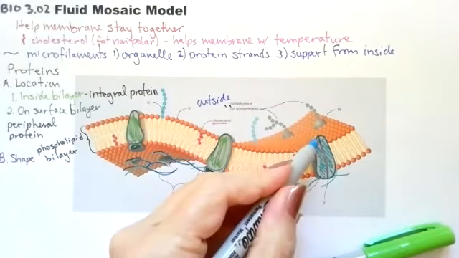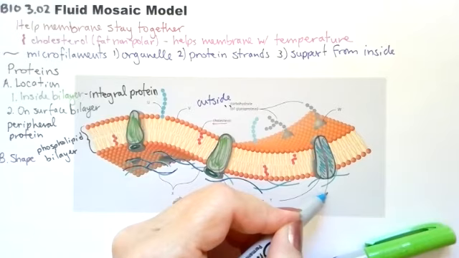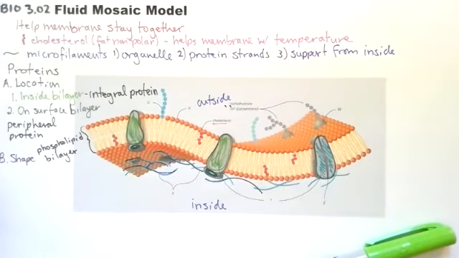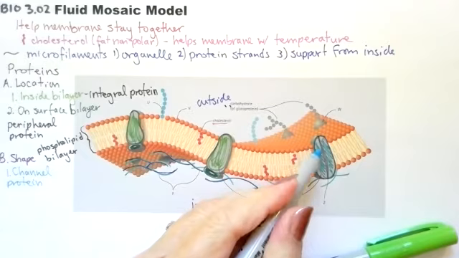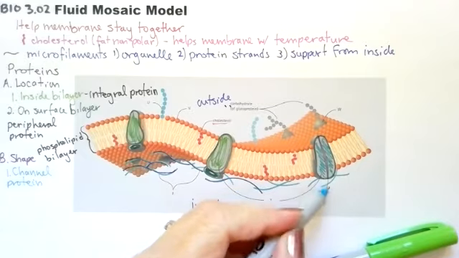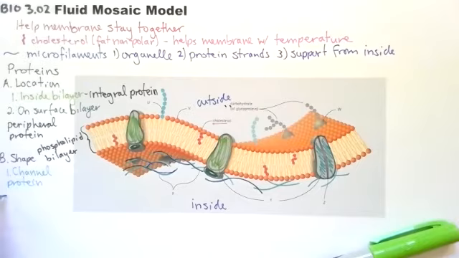So this one has a channel down through the center, or a hole down through the center. So this has a unique shape. This is called a channel protein, where things that are the right size can just kind of go right through. So it acts kind of like a passage. Not seen here.